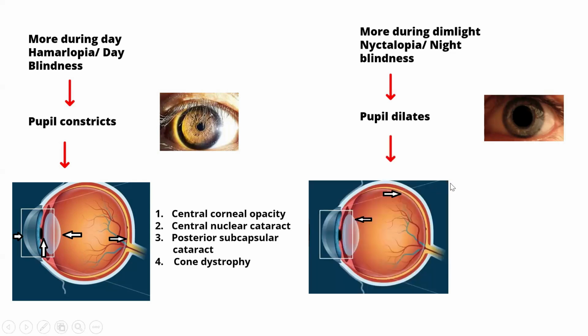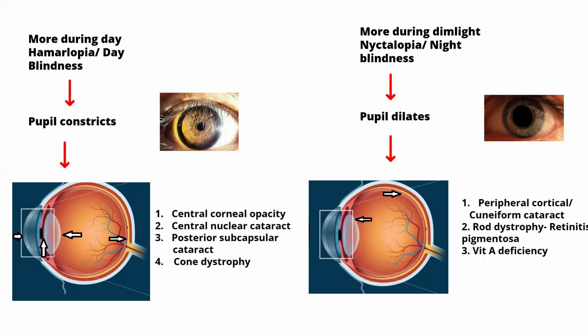So any peripheral cataract, or what are the photoreceptors active during dim light? Rods. So any rod dystrophy or rod dysfunction. Peripheral cortical cataract or rod dystrophy like retinitis pigmentosa, rod dysfunction seen in vitamin A deficiency can all cause nyctalopia or night blindness. So that's about blurring of vision.